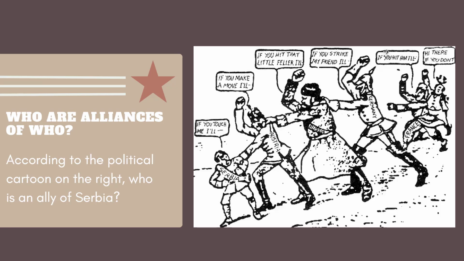All right, so according to this political cartoon here on the right, who do you think is an ally of Serbia? If you look at the cartoon, this says Austria, here's Serbia, this is Germany, this is France, and this person in the back represents Great Britain. But here's Russia. If you read the captions, Serbia is being picked on by Austria. Austria did want to have imperialistic control over Serbia, right? Russia is an ally of Serbia, so they have jumped in to help Serbia. So your answer here would be Russia. Russia has an alliance with Serbia.